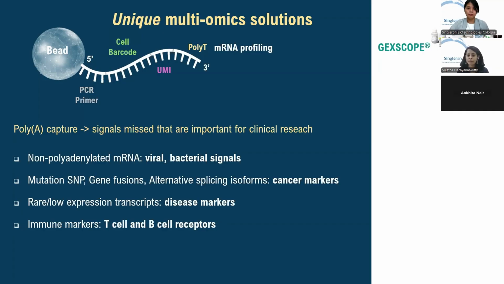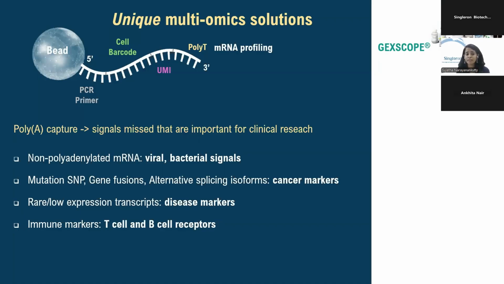And then you also have other cancer and disease markers, such as mutations, SNPs, gene fusions, and splice isoforms. So you need information on all of this before you can figure out what sort of treatment to use, or how the disease is developing or being detected. All of these things are required, and mostly these don't get captured in basic poly-A capture data sets.